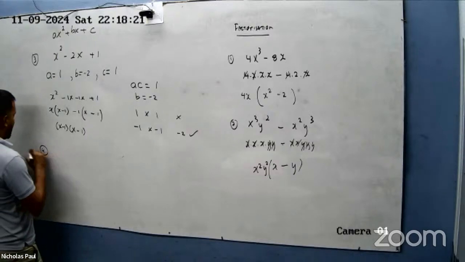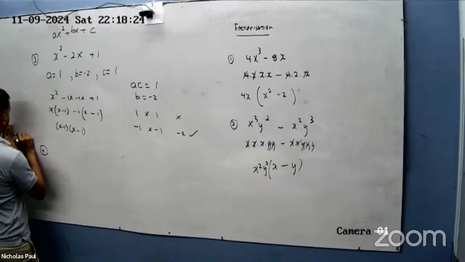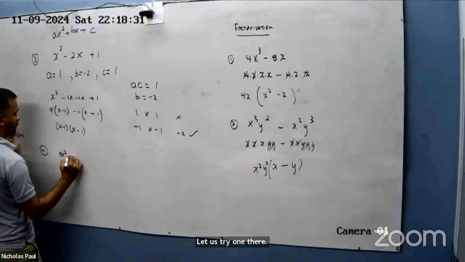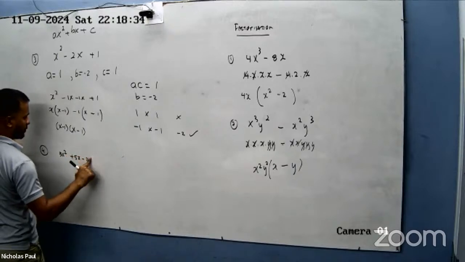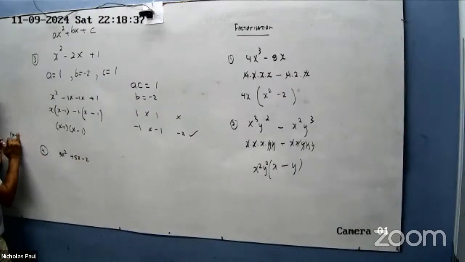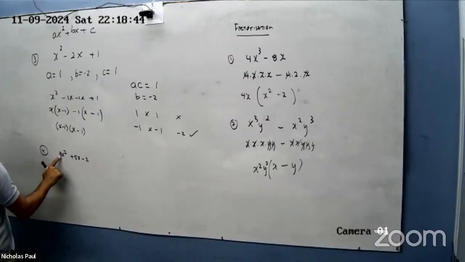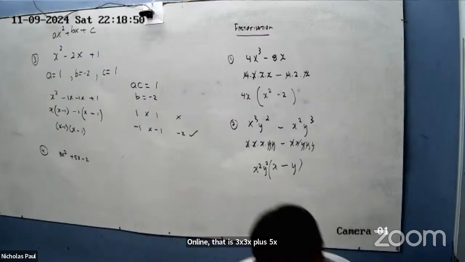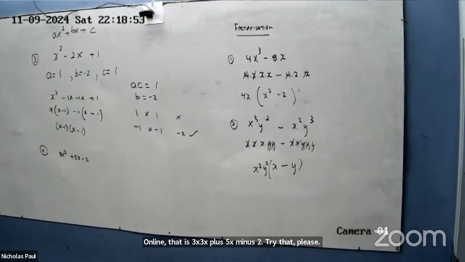Let us try one there. Try this please: 3x squared plus 5x minus 2. Try that please. Factorize that please.